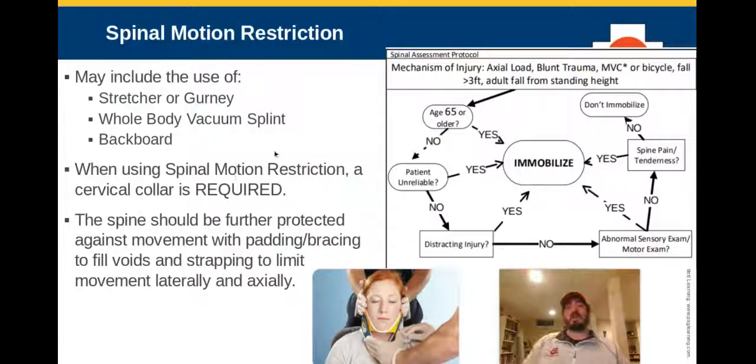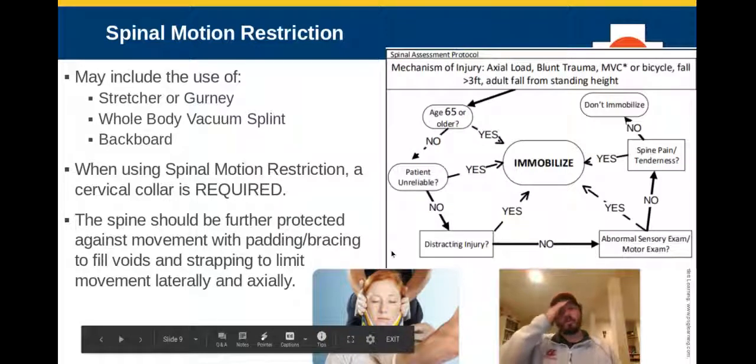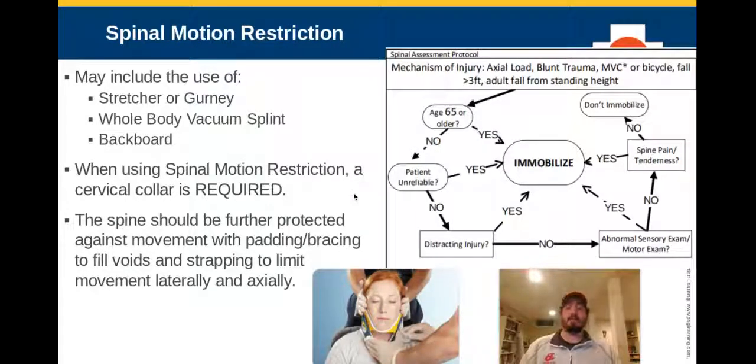So when we're doing SMR, a cervical collar is required, all right? And we always want to try and protect the spine. So again, it used to be this big thing. We still want to be careful. We never want to move a patient side to side. We always want to move them up and down in line with the spine.